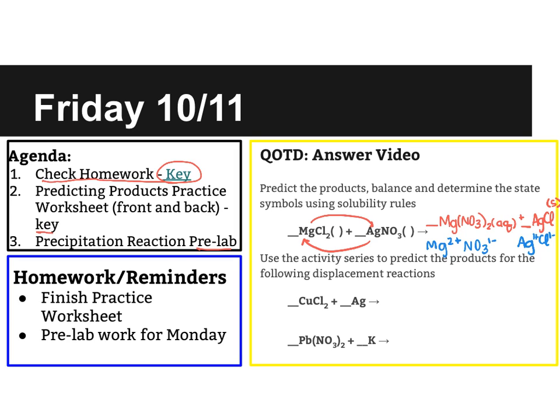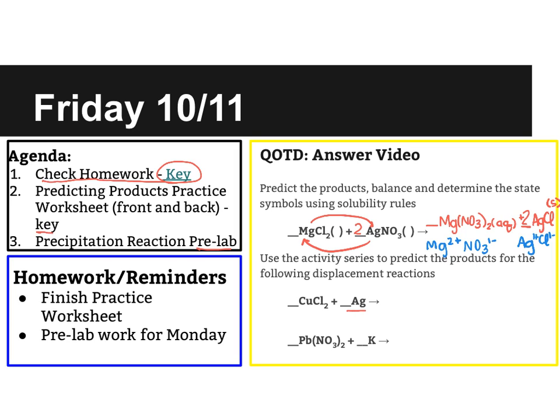When I go back and balance, I need 2 of my Cls, and then that causes me to need 2 of my silvers. Okay. Next, I'm going to use the activity series to predict the products for the following displacement reaction. So when I do that, remember I'm looking up the single element on my activity series.